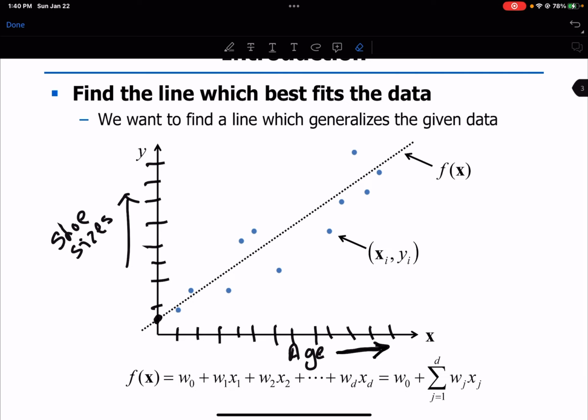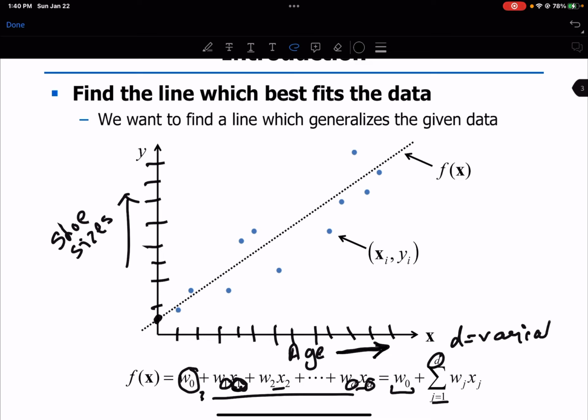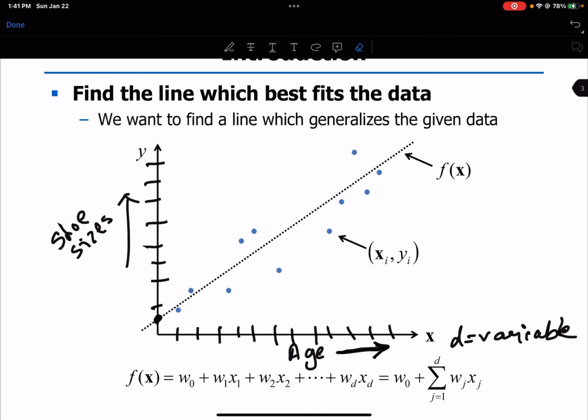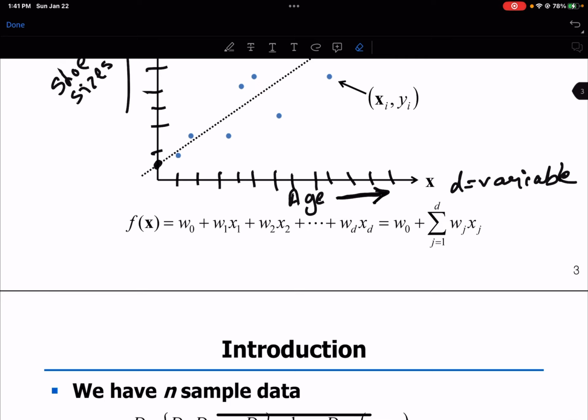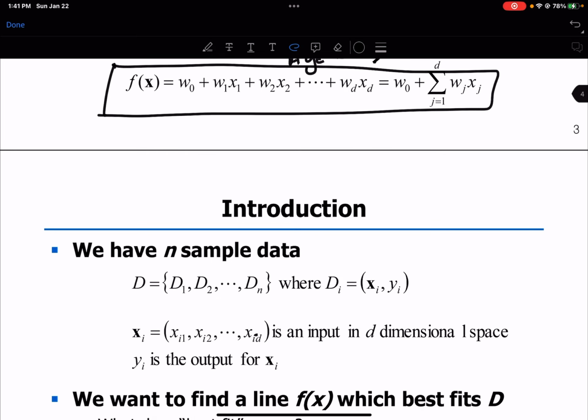So now if we want to represent this equation, it can also be represented that W0 does not have an x term with it, but all the rest of them have the x term. So we can represent it as W0 plus, starting from j is 1, wj xj, up to d. That means we have a total of d variables. So if we have d variables, we will sum up wj xj from 1 to d, and then we will add the intercept. Remember this equation because this is what we will use in the whole rest of the lecture.